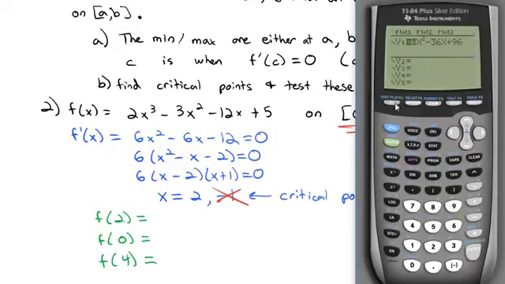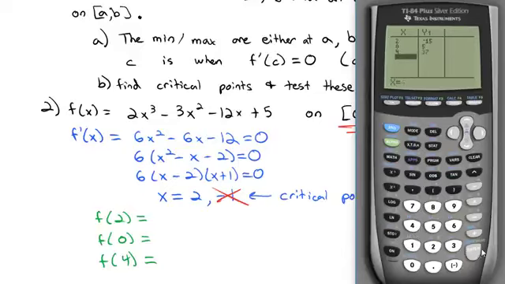Let's hit y equals, clear out any function that might be in there. And let's just type our function in here, 2x cubed minus 3x squared minus 12x plus 5. And we'll hit second table so that we can enter in our own values. And let's delete out the values we don't care about. So we're interested in when x is 2, when x is 0, and when x is 4.